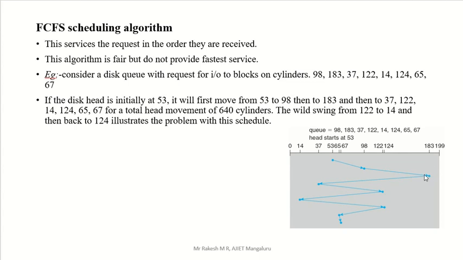Then what is next, 37, come to 37. Then 122, again go to 122. Then we have 14, same order, whatever they asked, the same order. Then 124, then 65, after 65, 67, stop there. Now the destination, you are at the 67th position. So this is called FCFS. You started at 53, you are now at 67. As per first come first serve order, we serve the blocks to the user.